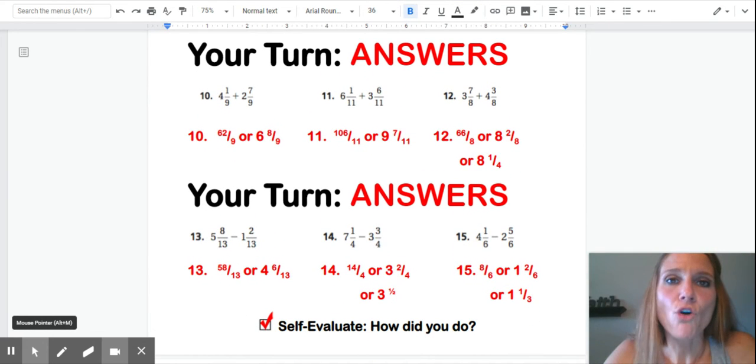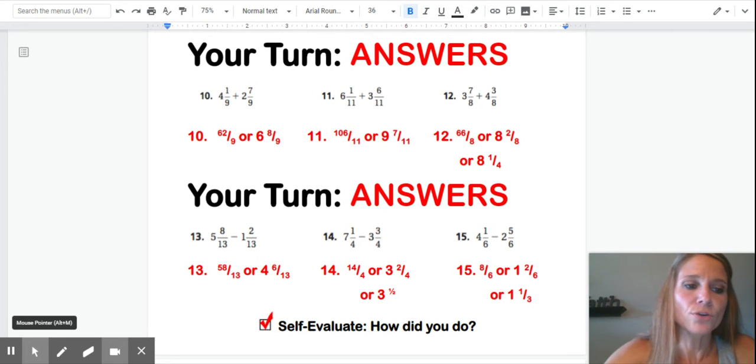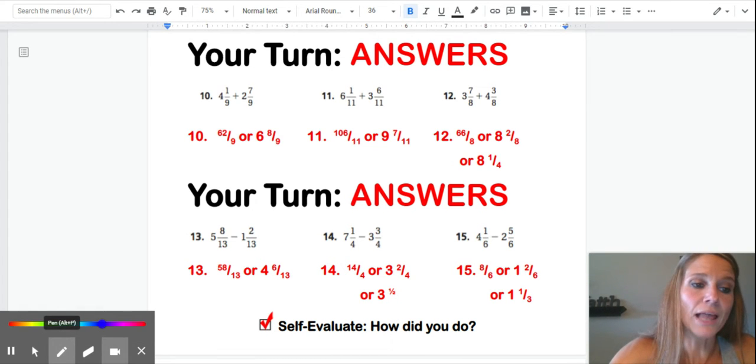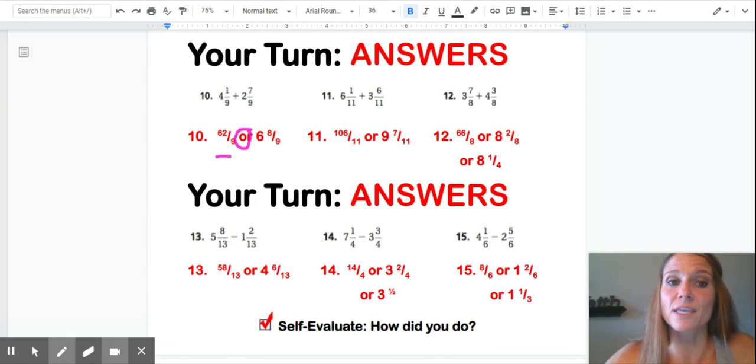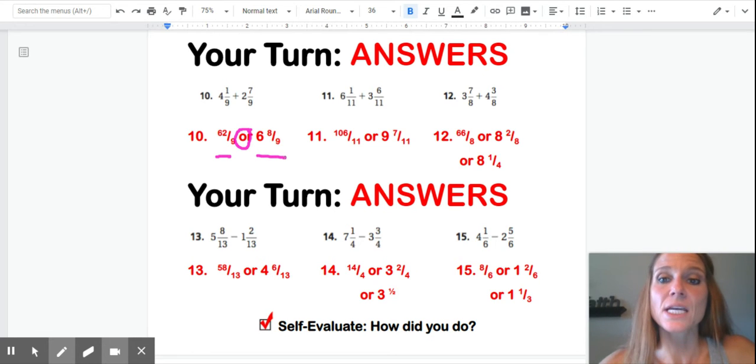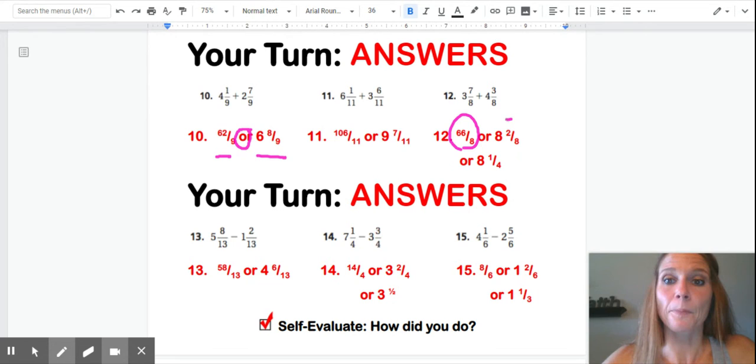If you're working at home, you can pause the video so you can check your work here. Notice that there are lots of options given for some of these. So the word or means it doesn't matter if it looks like the improper or the mixed. It doesn't matter if it's the improper, this mixed, or this simplified mixed. They all have the same value. And so it doesn't matter how you've given your answer.